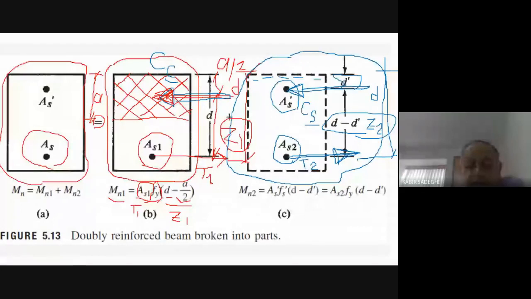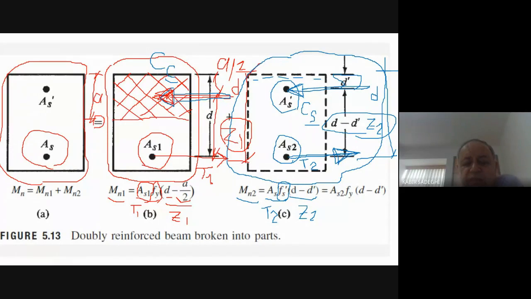We can say that MN2, the nominal moment due to tensile and compressive steels, is, for example, T2 times Z2. Therefore, you know that sometimes compression steel is not under stress of yielding strength.